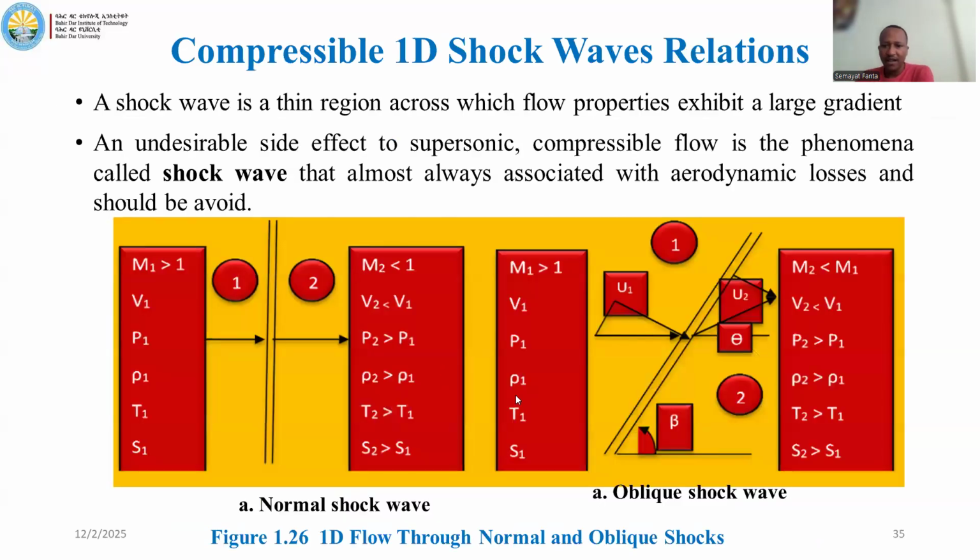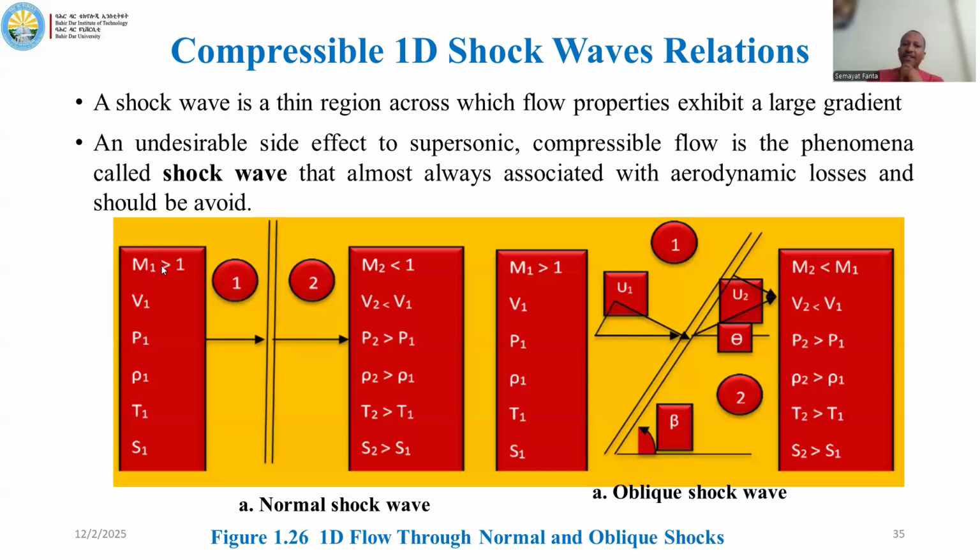So this is just a simple explanation of normal shock wave and oblique shock wave. For the normal shock wave, the flow properties, for example Mach number, velocity, pressure, density, temperature, and enthalpy, are there. This is the region which separates them. That is what we call the shock wave. So assume that this is the shock wave, with before the shock wave and after the shock wave. Number 2 indicates after the shock wave.